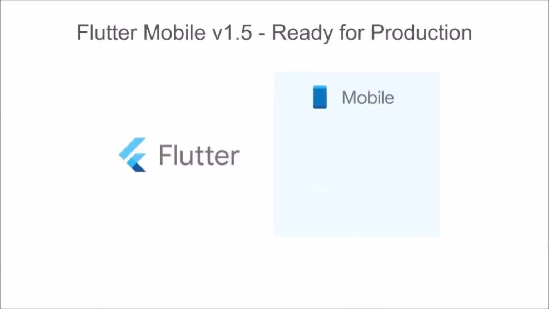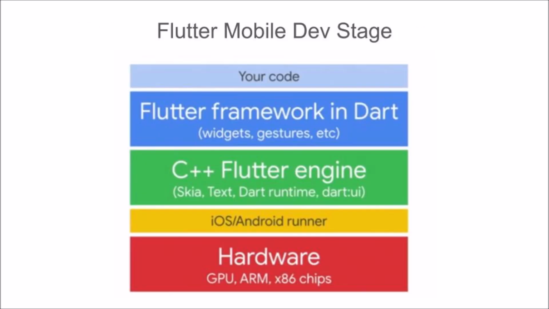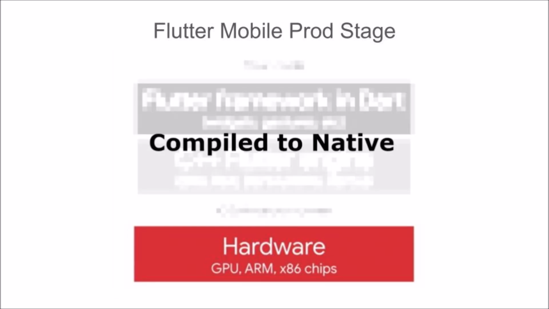Flutter Mobile was marked ready for production at the end of 2018. It currently has a stable version 1.5. You, as an app developer, code in Dart with the Flutter API, and for production, all code is transformed, translated, and compiled to a native binary.